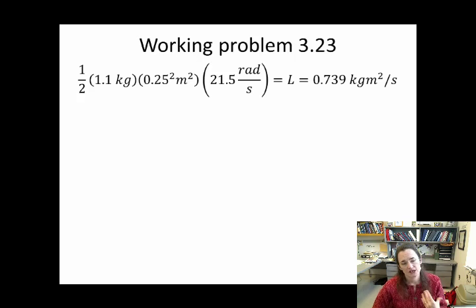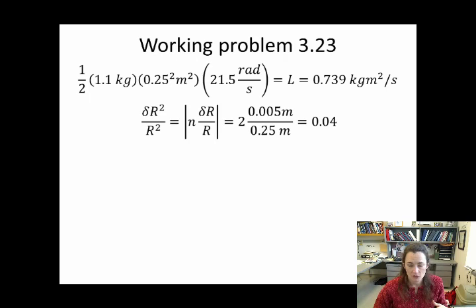So first of all, it's easy to calculate your angular momentum. You just plug and chug into the formula that you're given. So you get 1/2 times 1.1 times 0.25 squared times 21.5. And if you do all that, you get an angular momentum of 0.739. Okay, now what we have to do is propagate the uncertainty through that equation. So first, following order of operations, we've got the r squared. Remember, powers and exponents come before multiplication. So we're going to propagate the uncertainty there first.